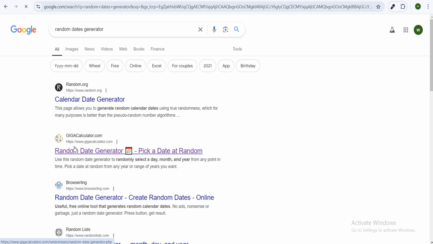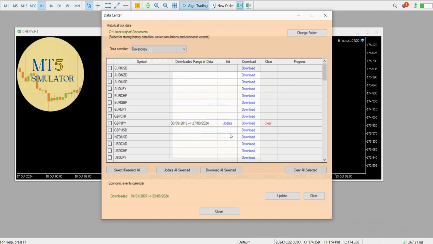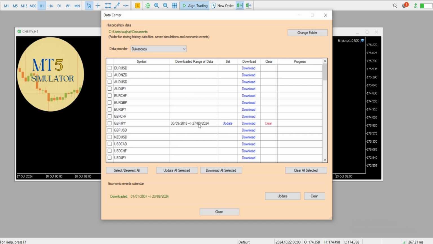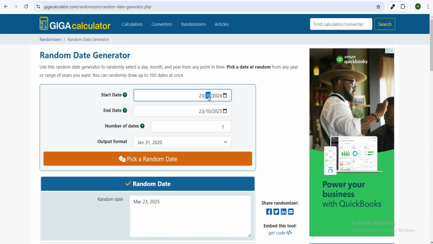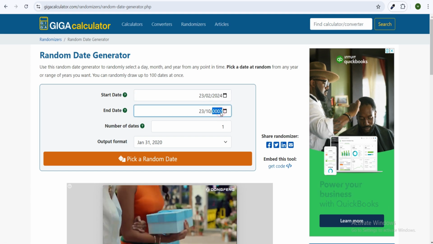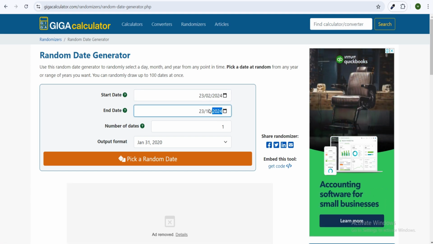Giga calculator, this is what I'm going to use for picking up the random dates. So this time let's do 2024. But the problem is I don't know whether I have the data downloaded for 2024 or not. It's till the previous month. Okay, I guess I can do it. So let's do it from 2nd, 2024, and the month will be, let's do 7.